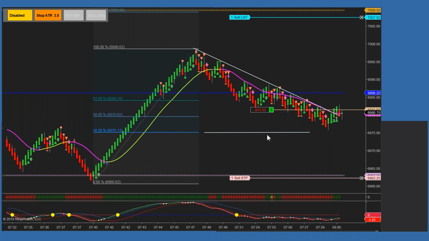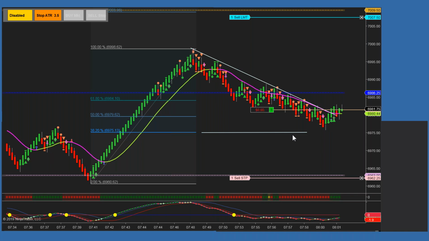And I guess technically we are a couple of ticks shy of the 62%. Again, I don't split hairs on this kind of thing. Traders tend to get lost in the minutia of trading. And sometimes you got to step back and see the big picture.